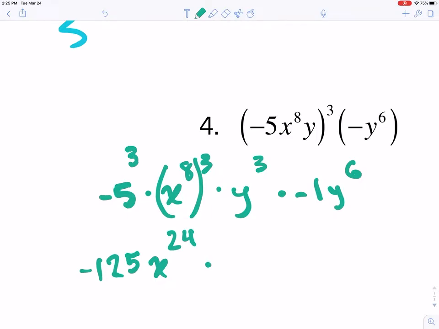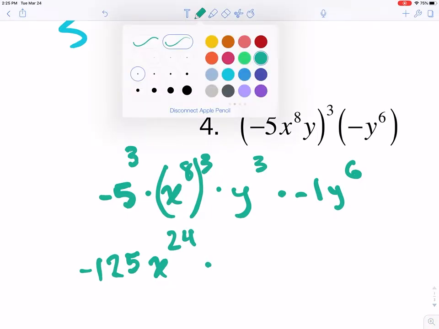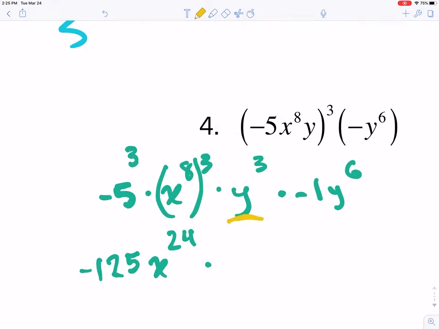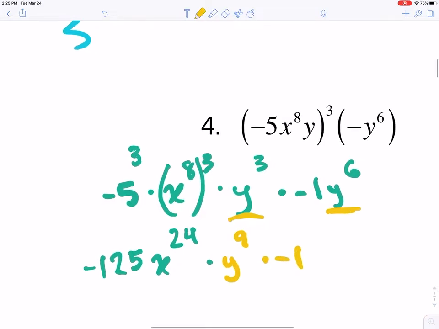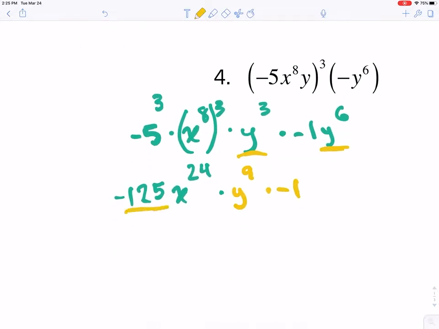times, and then I have y to the 3rd times y to the 6th. So again, it's multiplication with a common base. Now it's addition. So 3 plus 6 is 9 times -1. And then I always multiply the constants just as we normally would. So our final answer will be 125, x to the 24th, y to the 9th.